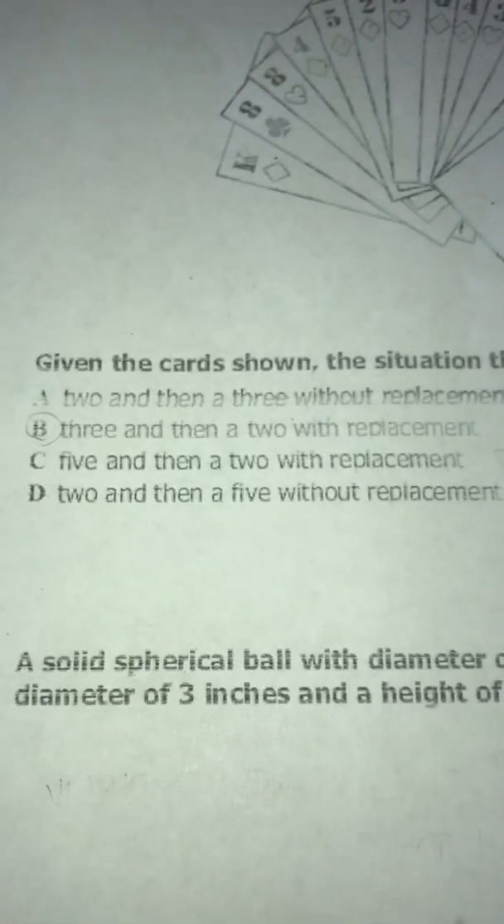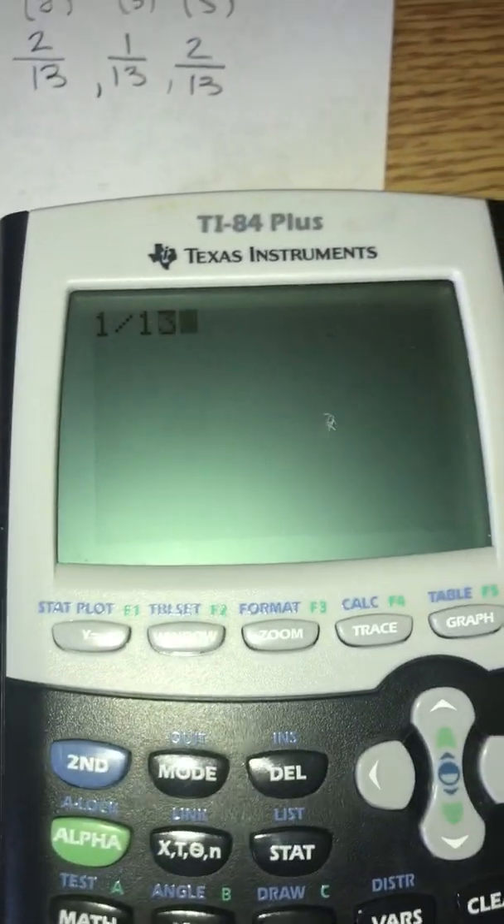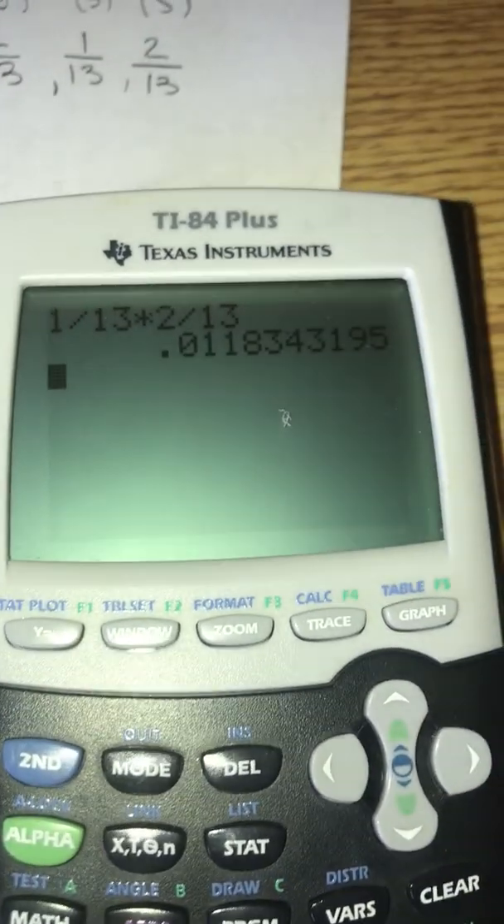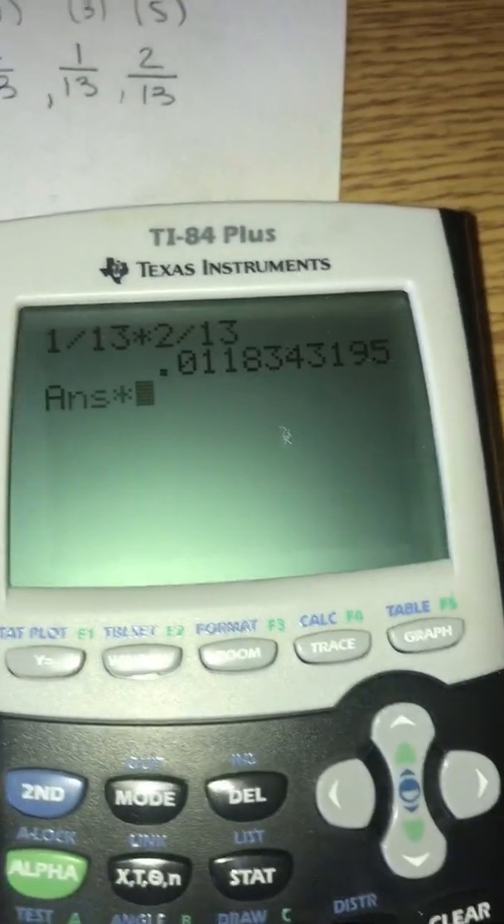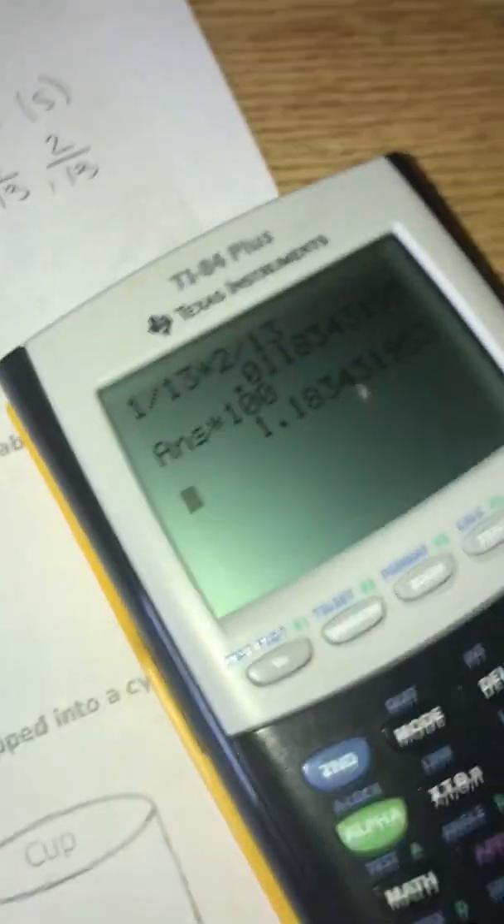Okay? And so the B statement says choosing a 3 card and then a 2 card with a replacement. So if we took 1 out of 13 times 2 out of 13, we'd get that decimal, multiply it by 100 to get a percent, and we got 1.18.